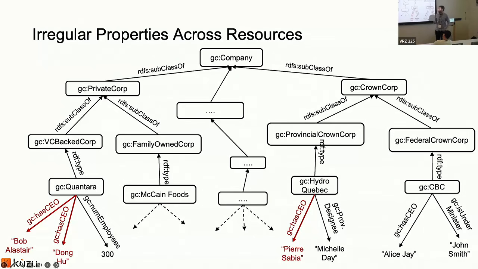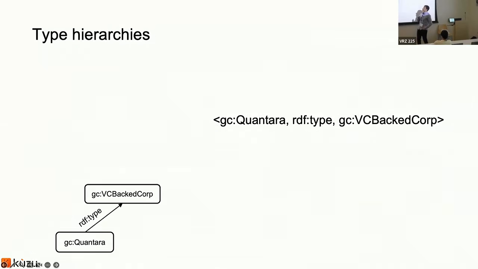Right. Okay. Another kind of irregularity you can model is, for example, these are two companies, but they have different types of properties. This one is a crown corporation, so they get provincial designees. You could just add that. That's just another sentence. You could say Hydro-Quebec has this provincial designee, Michel something. And Quantara might have a number of employees that you store. Again, you get a lot of flexibility over which object you want to store what information. It's really like speaking English and putting new simple sentences into your database.